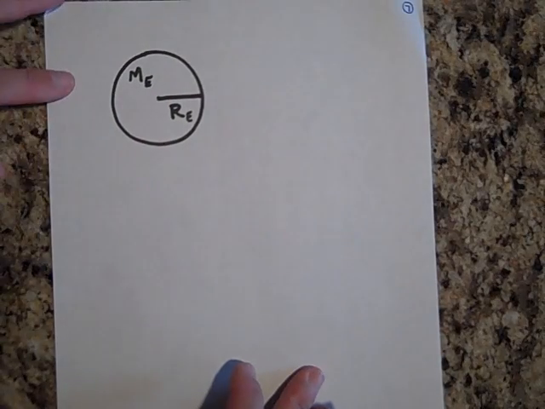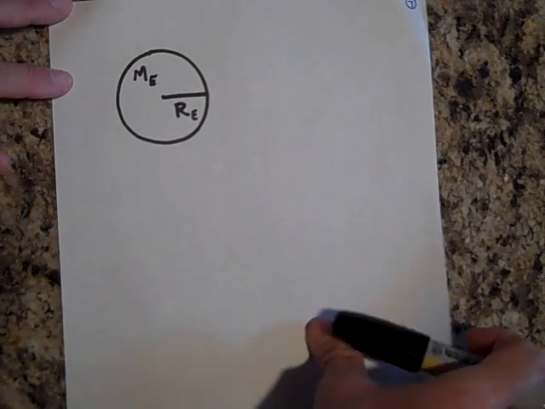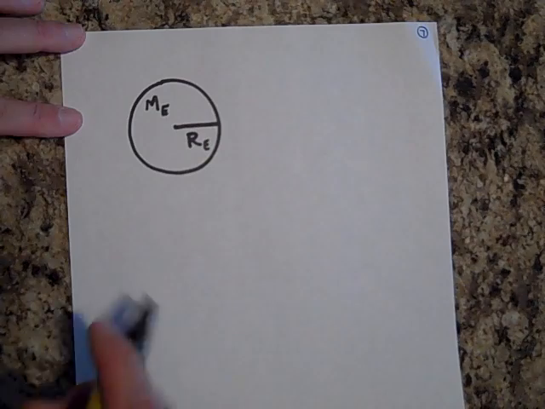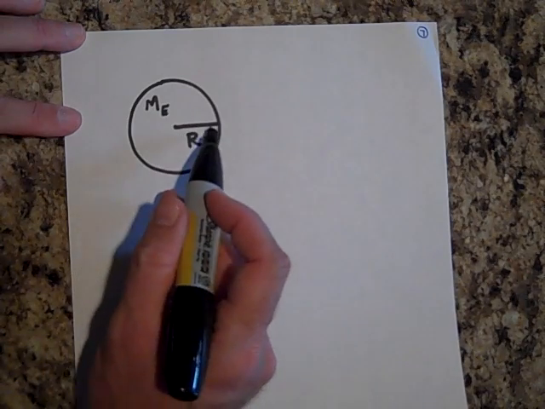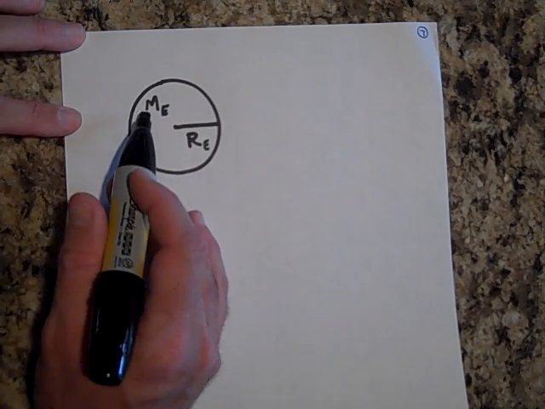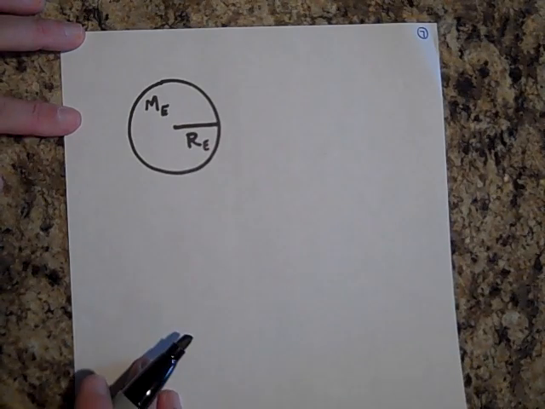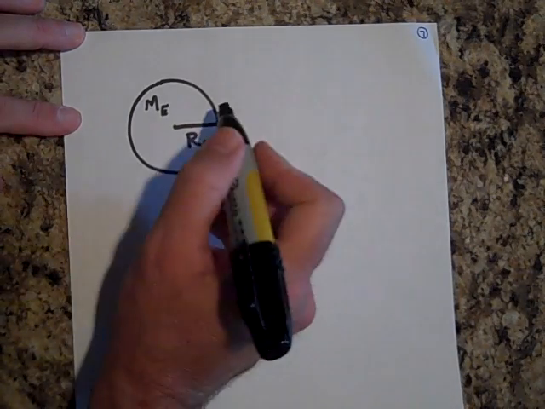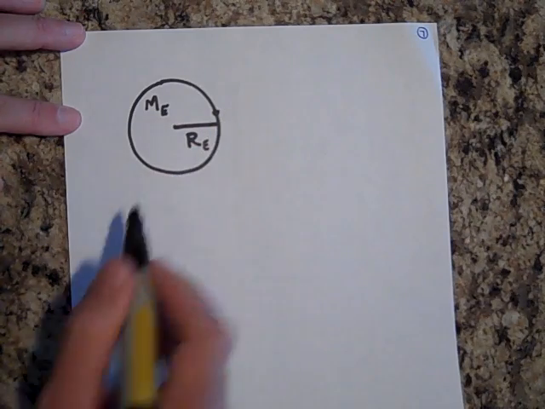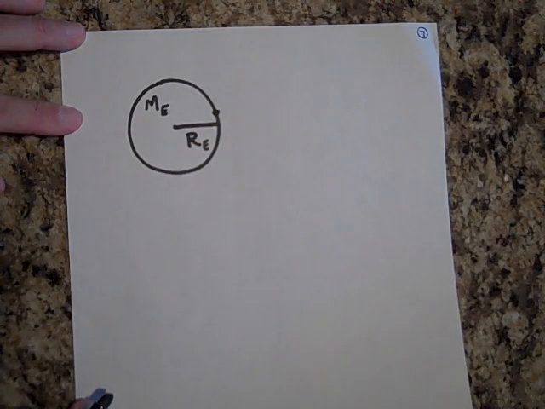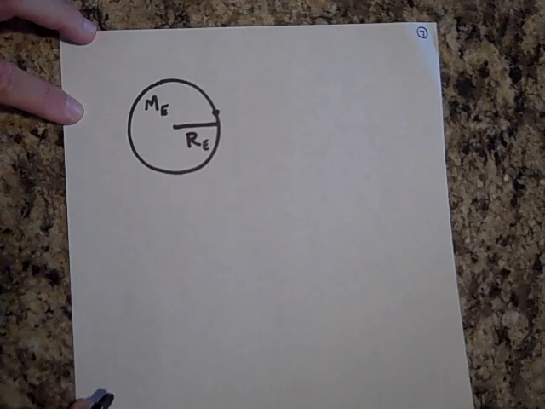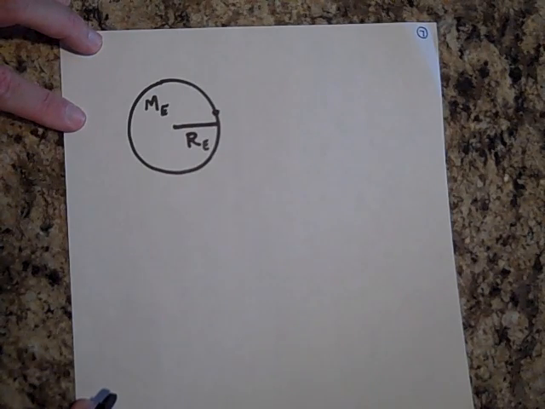All right, moving right along. This is actually one of my last questions. Here's the Earth. It's got a radius RE for radius of Earth, and a mass ME for the mass of the Earth. And right here, the acceleration due to gravity is G, which we'll say is 10 meters per second squared.